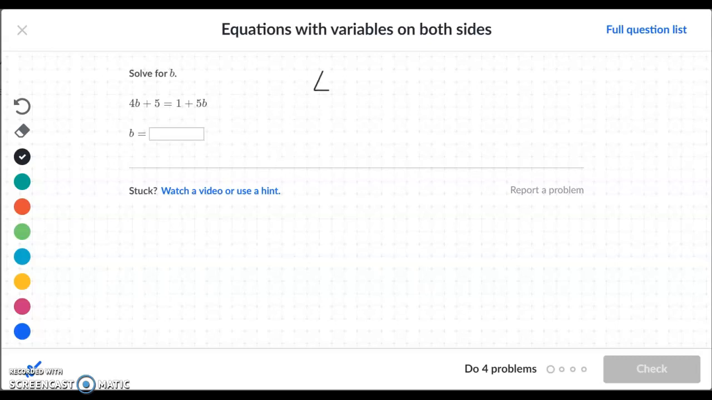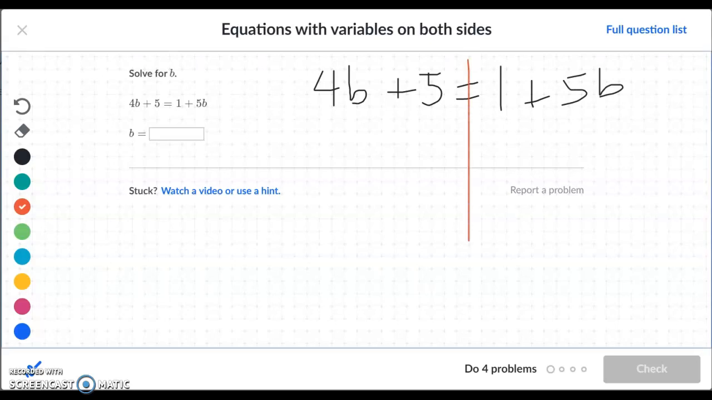So I have 4b plus 5 equals 1 plus 5b. I know the best thing to do is to make sure these get separated, so I change to a different color. Now I can think about what I want to do. First off, I have variables on both sides. The first thing I want to do is get all the variables to one side. Remember that the pattern is not left to right or right to left. It has nothing to do with direction. It has everything to do with getting a single variable first.